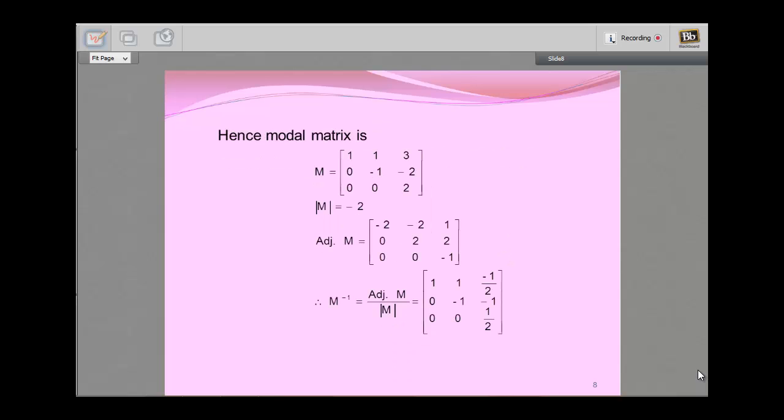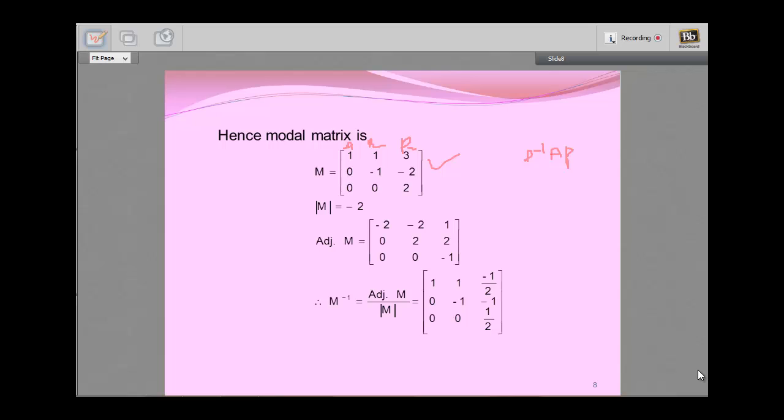In a matrix, we will comprise these eigenvectors in one matrix. This is P1, this is P2, and this is P3. So these eigenvectors we will write in one matrix. Now our aim is to find P inverse AP.